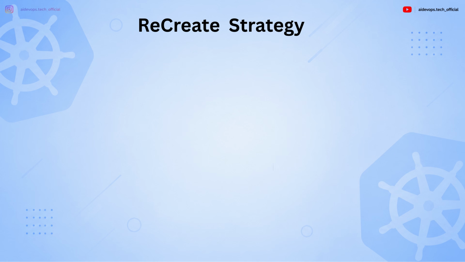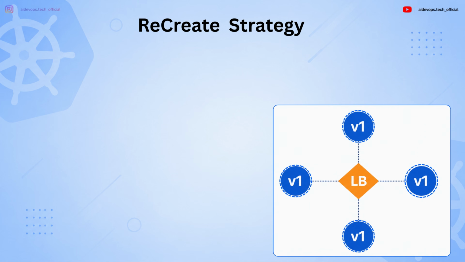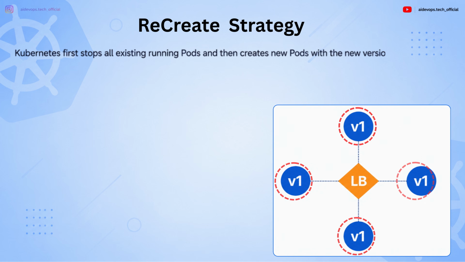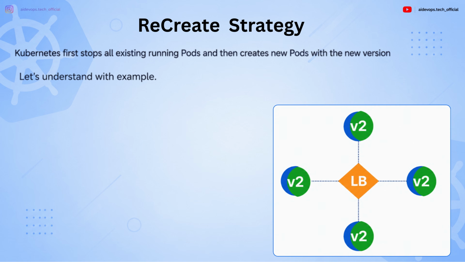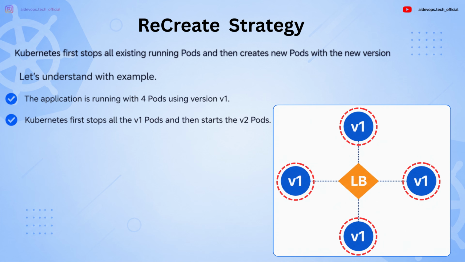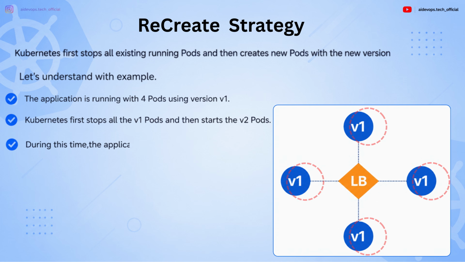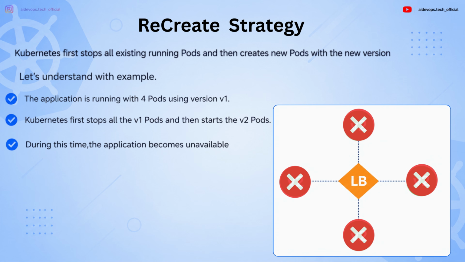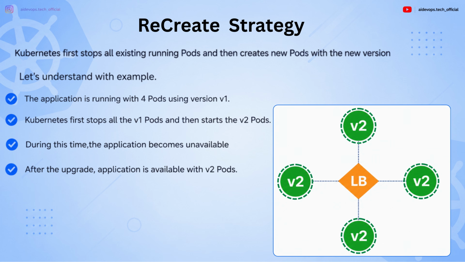Now let's talk about the recreate strategy. So in this strategy, Kubernetes first stops all the existing running pods and creates new pods with the new version. So let's say the application is running with 4 pods using version v1. When a new version is deployed, Kubernetes first stops all v1 pods and then starts new v2 pods. And during this time, no pods are running, so the application becomes unavailable and users experience downtime. And after this upgrade, the application is again available and ready to serve the traffic with v2 pods.